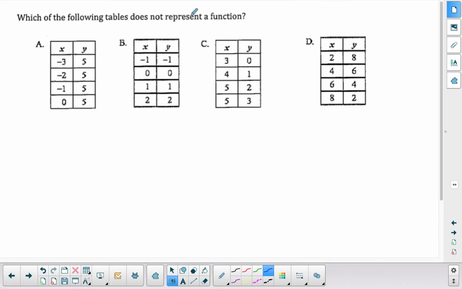This one right here, which one doesn't represent a function? I'm looking at these x's because I know each input has to have one output. These inputs are all different. These inputs are all different. Those are the same input, and these are all different inputs. So this one would not represent a function because the input 5 has two different outputs.